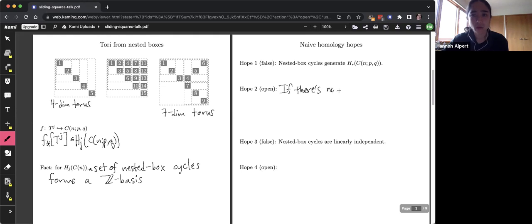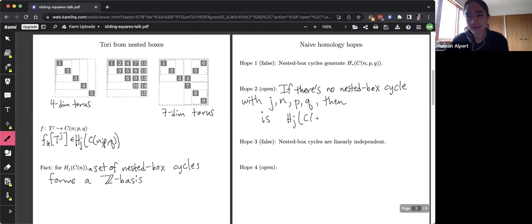So if there's no nested box cycle with a given J, that's the degree of homology or the dimension of the torus, N, the number of pieces, P and Q, the dimensions of the rectangle, then what I would like to say is true is that there's no homology in that degree. I don't know if that's true. I hope it's true.